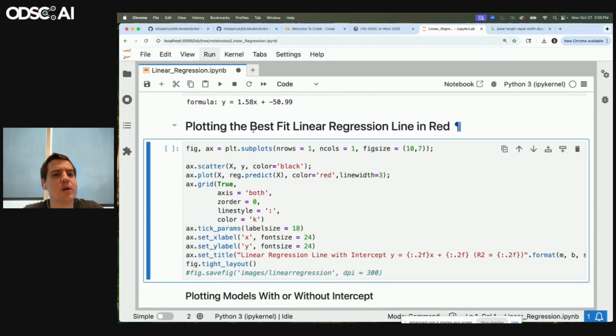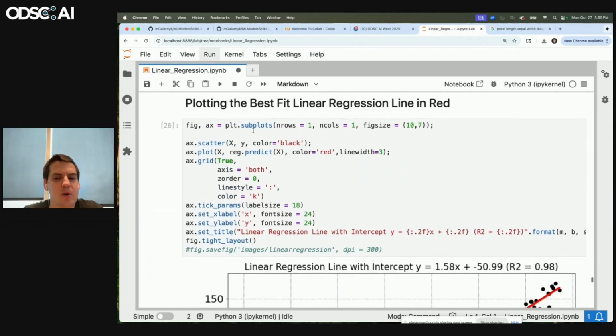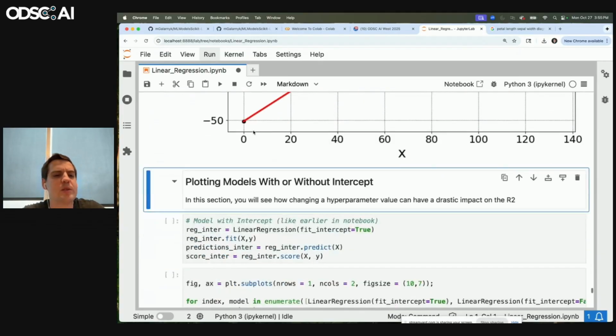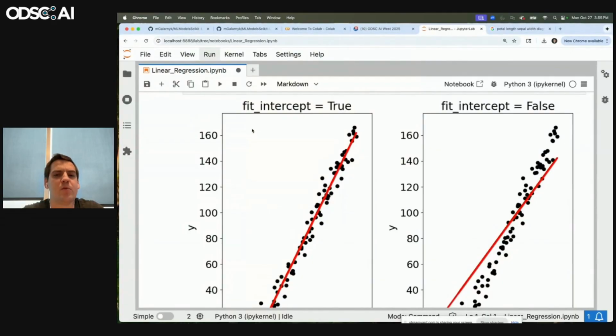And from here, of course, you can plot your best fit model. And this is just with Matplotlib code. I encourage you to go through this notebook later on. But of course, you can do the same thing I did earlier and plot with and without an intercept.